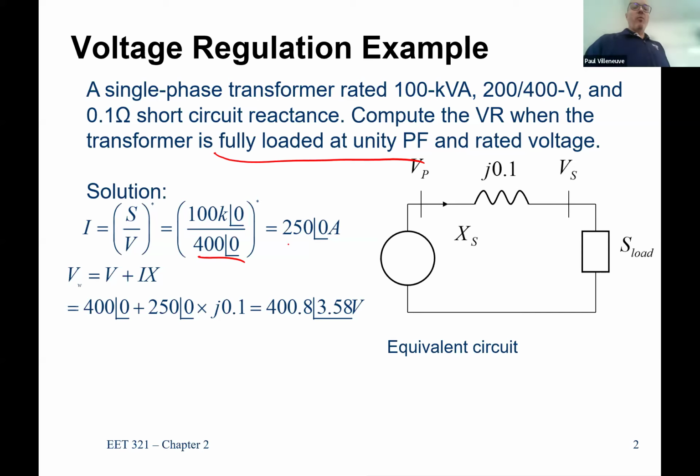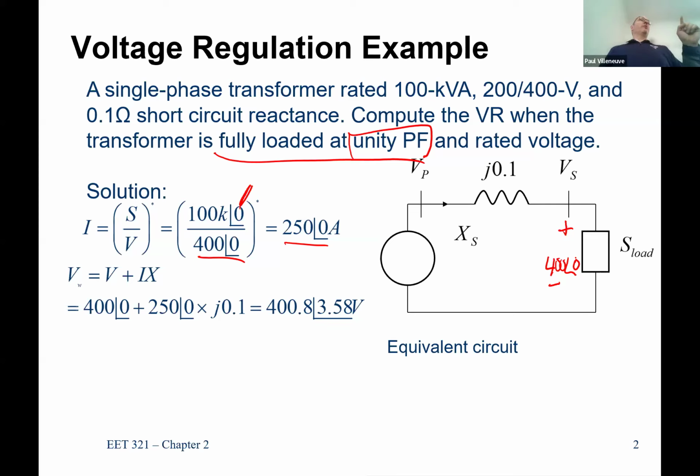The first thing we need to do is find the actual current through the transformer under full load conditions. It's unity power factor, so we know the current is in phase with the voltage. At full load, 100 kVA at an angle of 0 divided by 400 volts at an angle of 0, and this 0 is because of unity power factor, gives me 250 amps. Now we have 400 at an angle of 0. This is wacky. For almost all your circuit analysis up to this point, you always had the source at 400 volts, right?